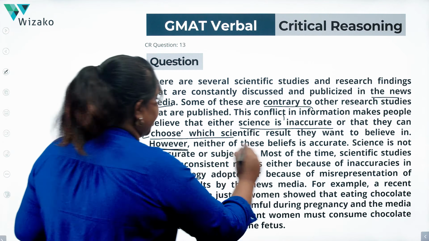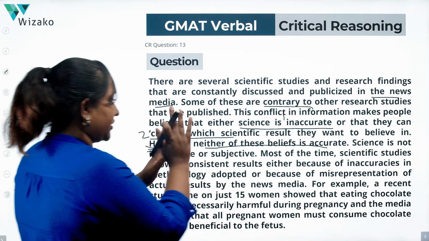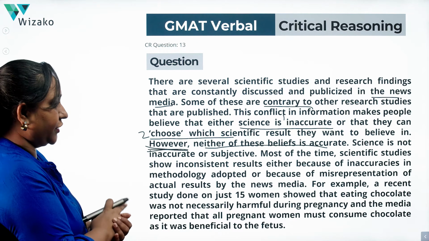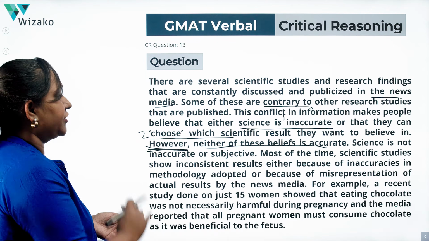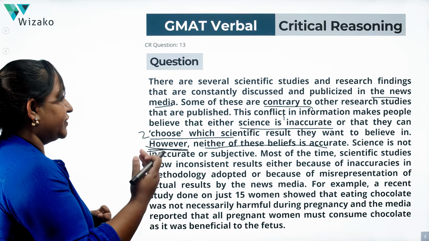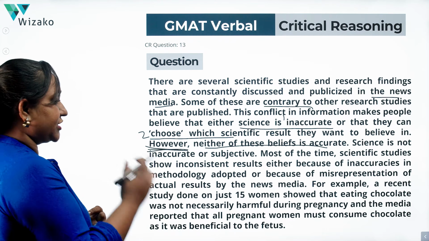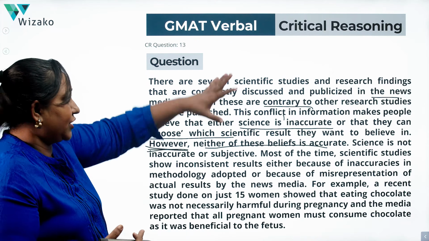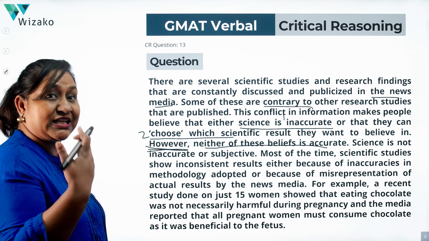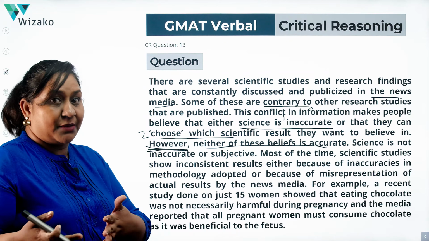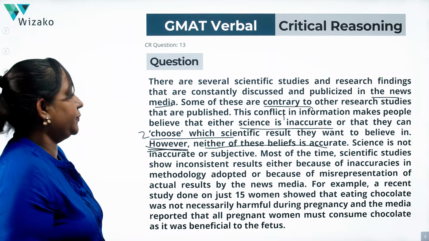However, neither of these beliefs is accurate. So the author is kind of contradicting both belief 1 and 2. Science is not inaccurate or subjective. Most of the time, scientific studies show inconsistent results. So now the author is talking about why there are differences and he is explaining the conflict with some other reason other than these two.